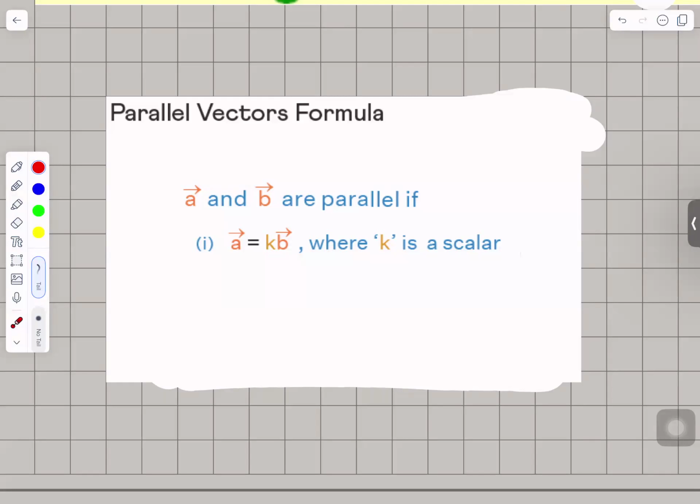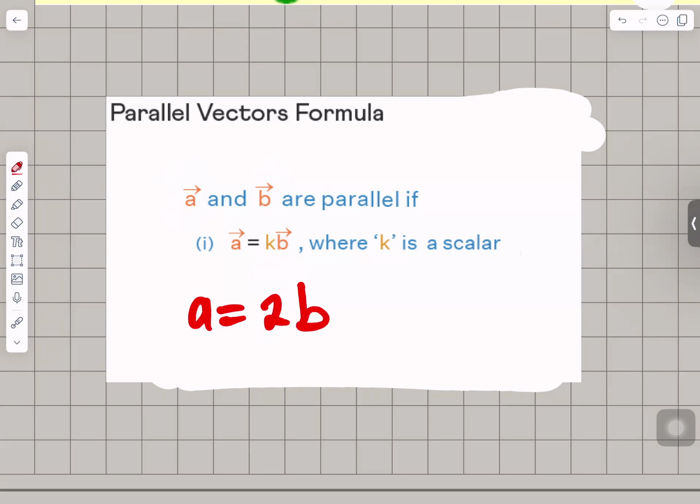So this is the parallel vectors formula. So if vector A and B are parallel, that means A is equal to K times B. K is just like a scalar, so that means you can say A is 2 times B. Or you can say divide both sides by 2, half of A is equal to B. One of them is a multiple of another.